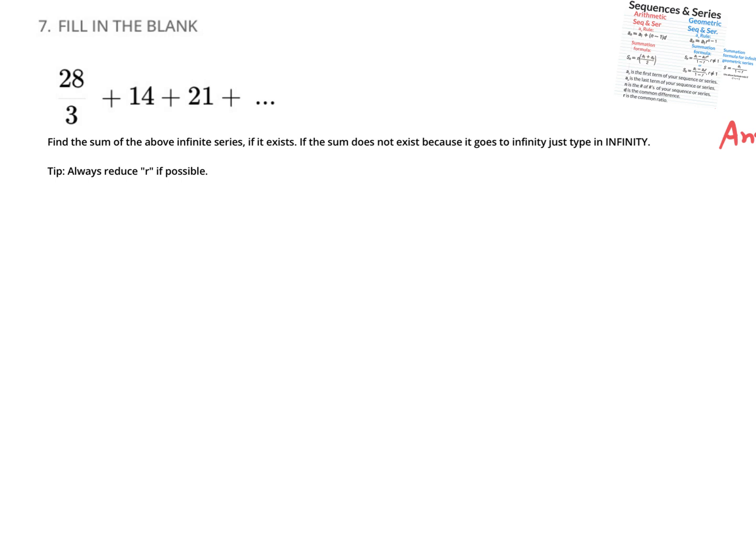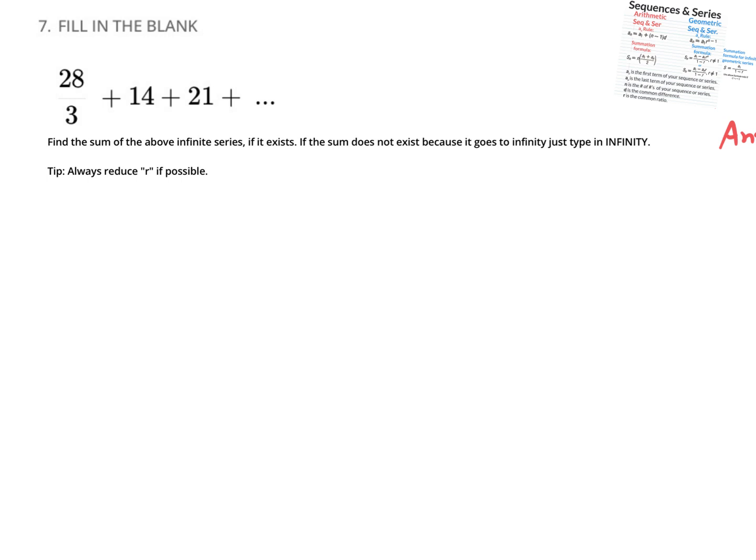Now, what do I mean by if it's geometric? Well, is there a common difference or a common ratio? If you go 21 divided by 14 on a calculator, I just did that, it's 3 over 2. Okay, 3 over 2. And what about 14 divided by 28 over 3?